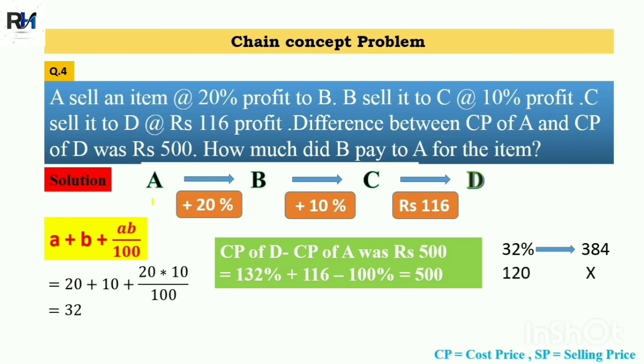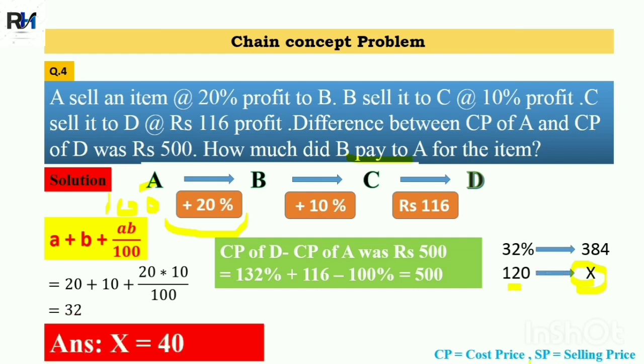Here A sells the article to B at 20% profit, that's why I have added 20 to 100. Initially 100 is the CP of A, and I have added 20 because A sells to B at a profit of 20%, and I don't know the value of X, or how much B paid to A, that's why I have considered it as X. After doing this calculation we get the answer, that is 40. So this much amount of rupees is paid to A by B. Okay, this is the required answer.